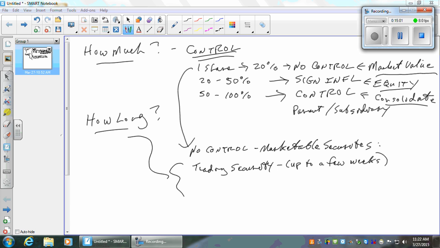Do you need to know? Yes. Trading security. So what's the deal for it to be a trading security? I own less than 20%, I have no control, and I'm only going to hold it a short period of time. Got it? Trading security. So the question you ask yourself is, how much do you own? And then how long? If it's less than 20%, how long? Then if it's up to a year, we cleverly call it available for sale.